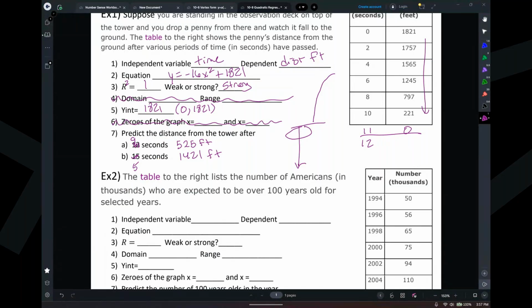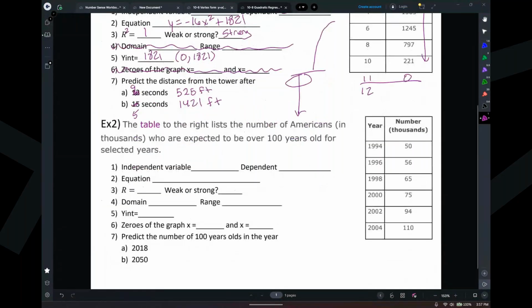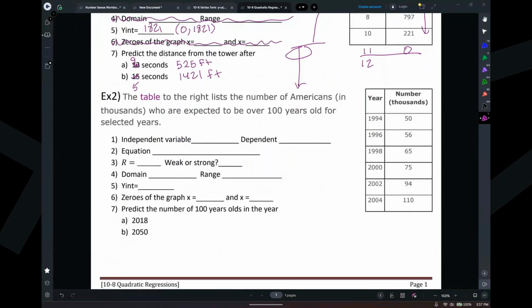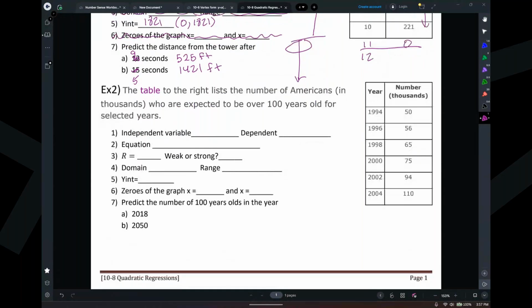All right. So one more problem. The table to the right lists the number of Americans who are expected to be over 100 years old for the selected years.